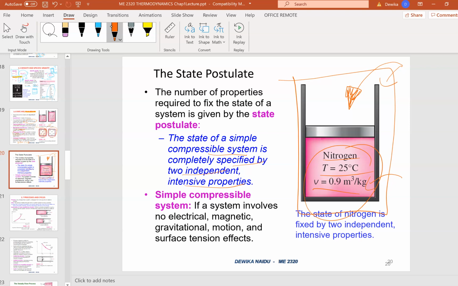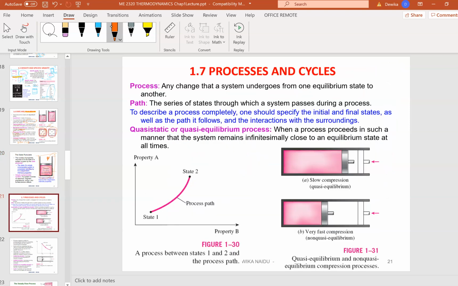Okay, so next we will move on to another terminology, which is the last subchapter of this video, which is 1.7, process and cycles. This is again something that you need to memorize, you need to really understand. Otherwise you will find it very difficult in the next coming lectures. Okay, pay attention. We have process.